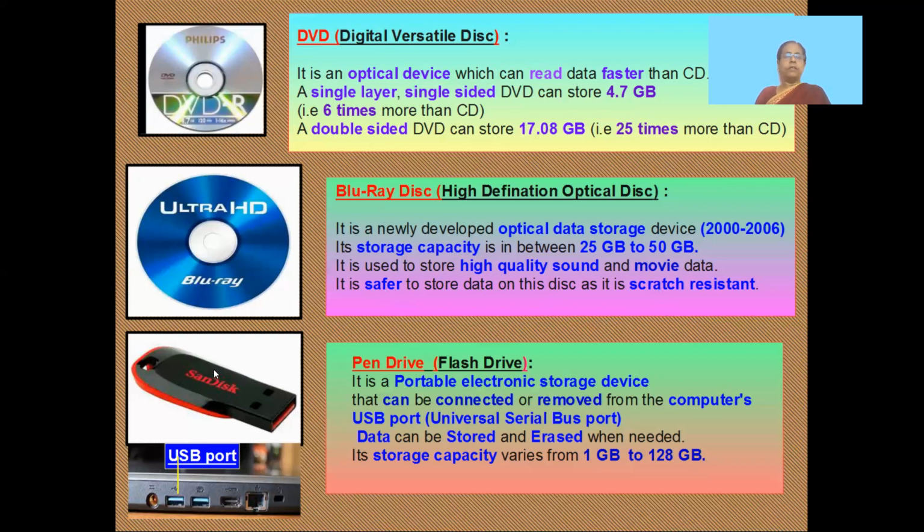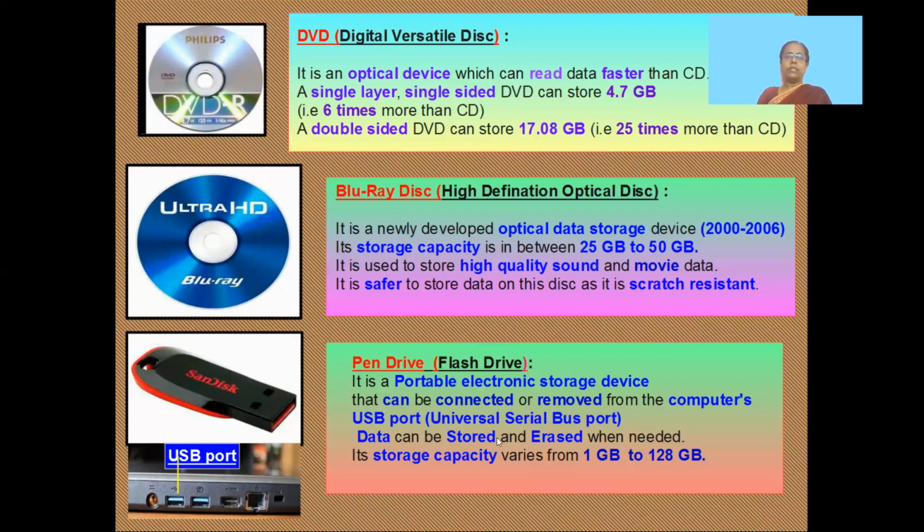You have next the pen drive, which is also called a flash drive. This is a portable electronic storage device. You can connect it to the computer, and you can remove it from the computer. The place that you connect it is called the USB port, or the Universal Serial Bus Port. You can see here I've put a picture of the USB. This is a slot where you can insert the pen drive. It's called the USB port.